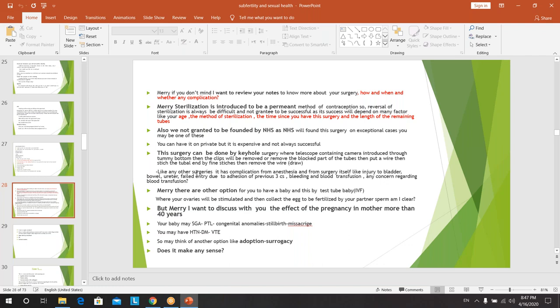She will say yes. Like any other surgery, it has complications from the anesthesia and from the surgery itself. So you may have a bladder injury, bowel injury, ureter injury, failed entry due to adhesion, bleeding, blood transfusion. Any concern regarding blood transfusion? She will say no. So now you give her an idea about the reversal of sterilization. It is not a simple procedure. I will take you by your hand, go to the theater, open your tummy, do re-anastomosis again. No, it will not be an easy surgery. So I have to tell her what is the advantage and what is the disadvantage of that.